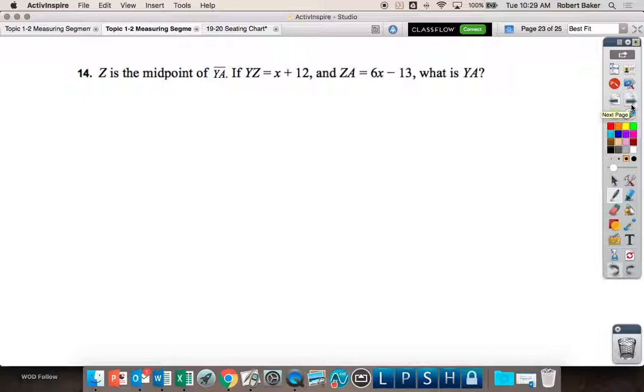Alright. I think this is the last nasty one here. Z is the midpoint of line segment YA. If the measurement of line segment YZ is x plus 12, and the measurement of line segment ZA is 6x minus 13, what is the measurement of line segment YA?